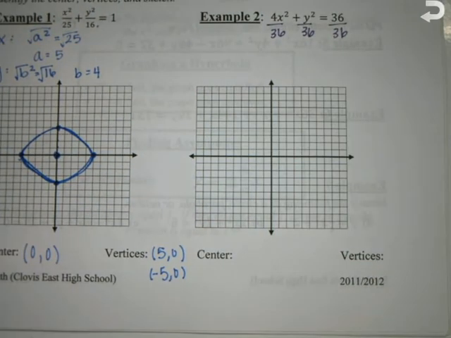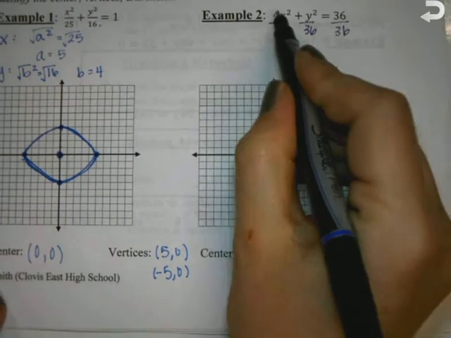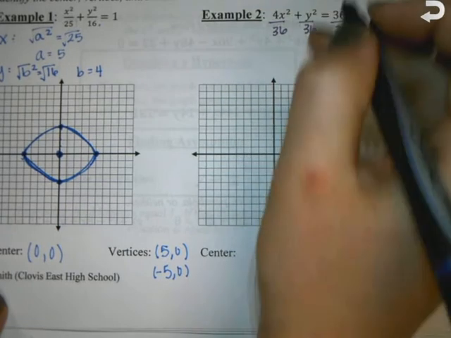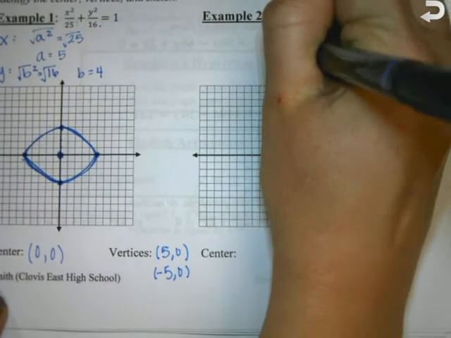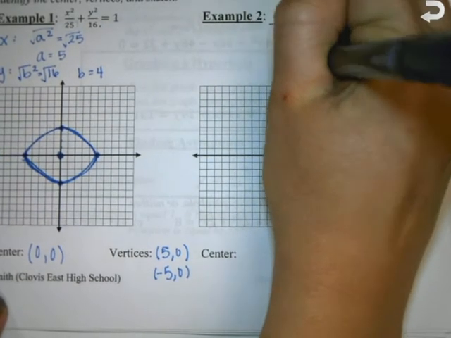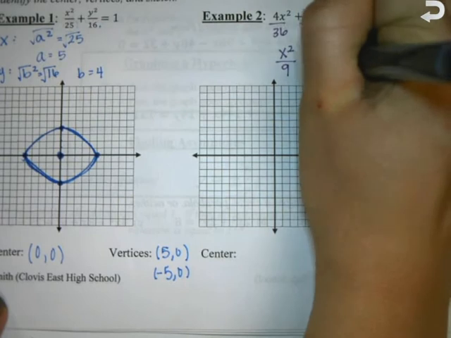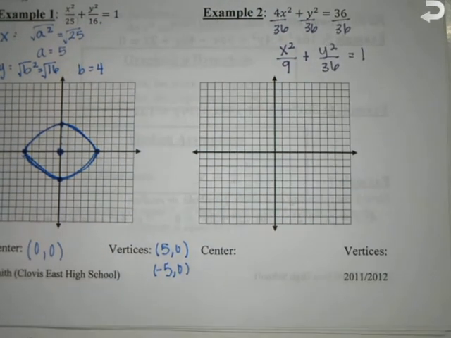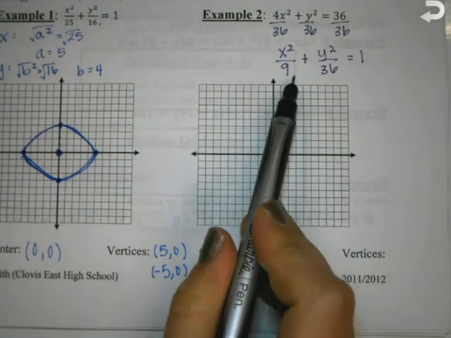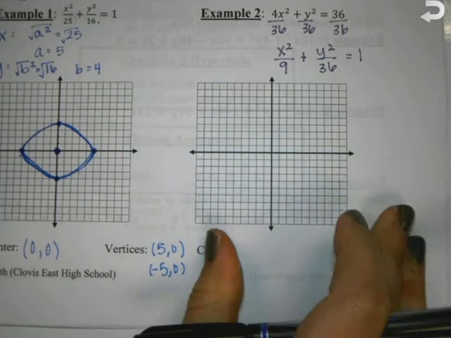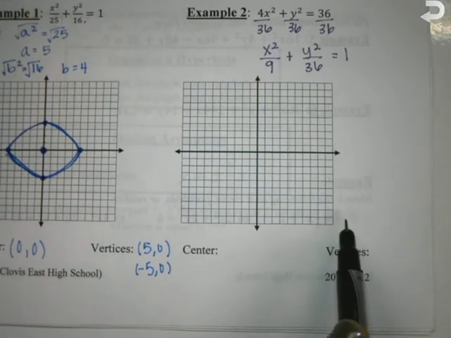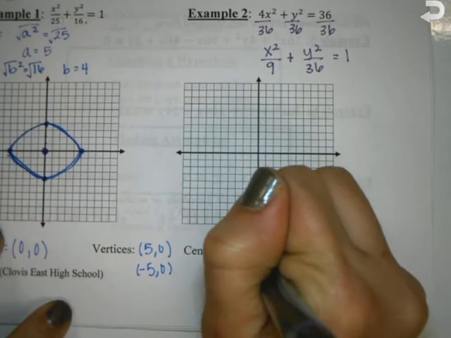4 and 36 reduces, right? To what? To 9. So that's going to be x squared over 9 plus y squared over 36 equals 1. This is the equation we're going to work with. Looking at the equation right away, what's my center? 0, 0. Okay, so let's plot that now before we forget.